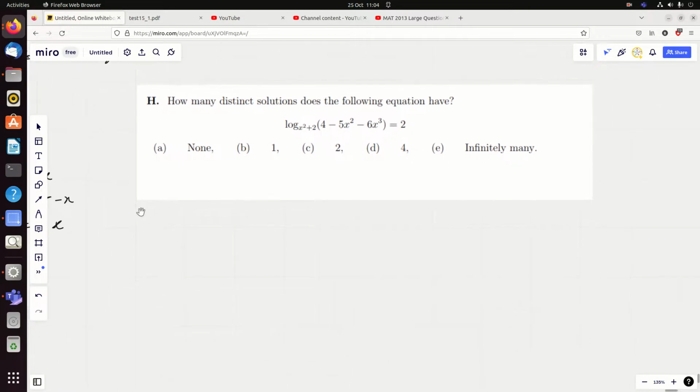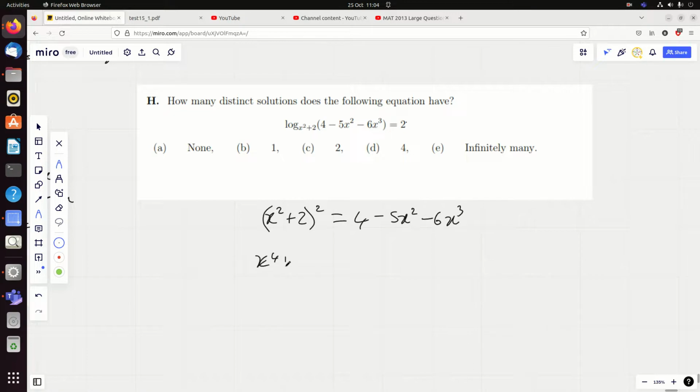H. This one was really very straightforward, to be honest. How do we handle logs? X squared plus 2, that to the power of that is going to be equal to all of that: 4 minus 5x squared minus 6x cubed. I then just expanded the brackets. I thought this basically behaved exactly as I would expect it to. It was so straightforward, I kind of questioned whether I'd done it right.